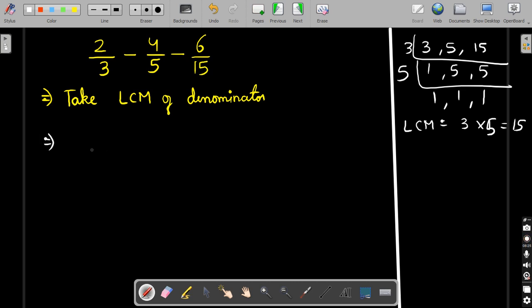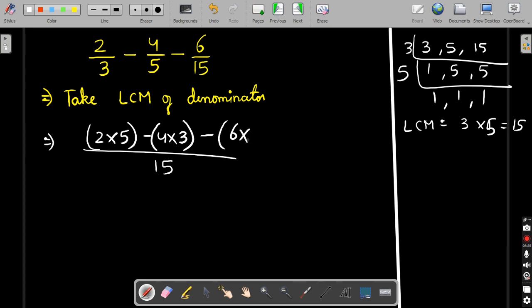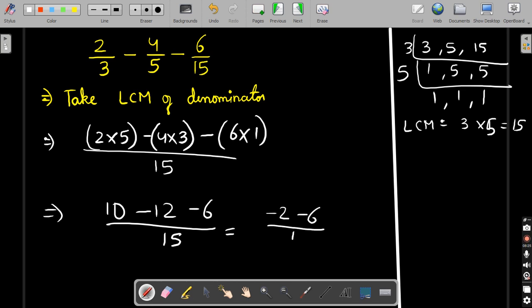Now directly I will apply the shortcut process that we know. 15, correct, student? Now 3 how many times in 15? 5 times. So 2 into 5, that number, minus 4 into 5, how many times in 15, student? 3 times. So directly I will apply 3 minus 6 into 15, how many times in 15? 1 time. Okay, now I'll get 5 2s are 10 minus 4 3s are 12 minus 6 by 15. Now how much will I get here? 10 minus 12, I will get minus 2 minus 6 by 15.